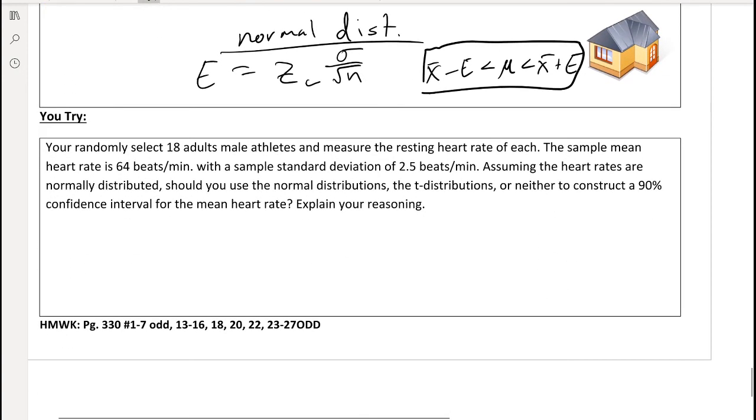So I'm going to leave you off here with the you try. You don't have to do this problem unless you want the practice, but the question is asking, is this a normal distribution problem? Is this a t distribution, or is it neither? And if it's neither, that means you can't actually, right now, calculate the confidence interval. It's one of those situations where you're like, I want to do this problem, but there's not enough information for me to do it. All right? So go ahead and try to figure that one out.